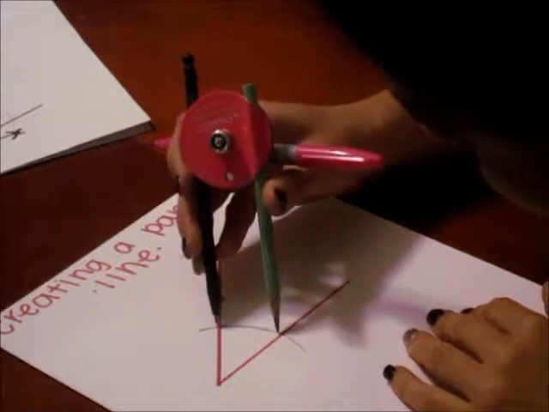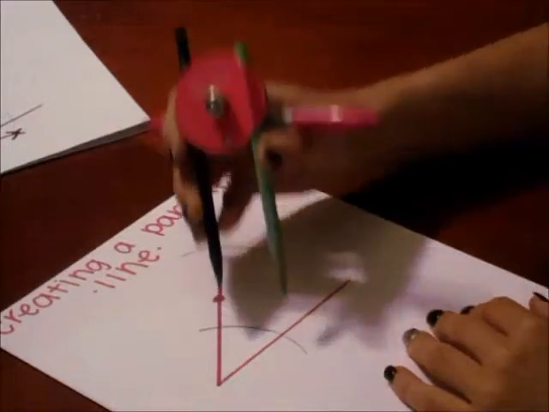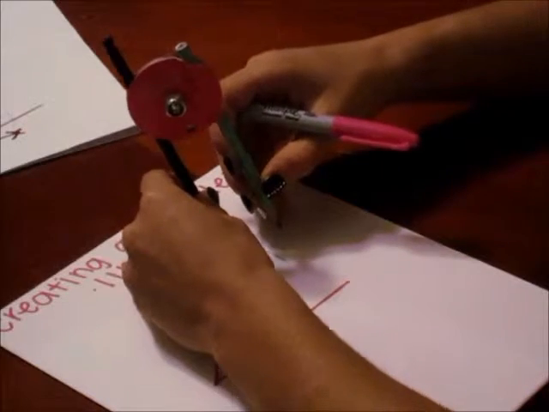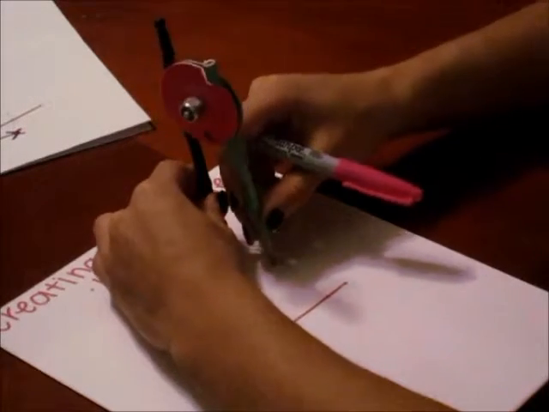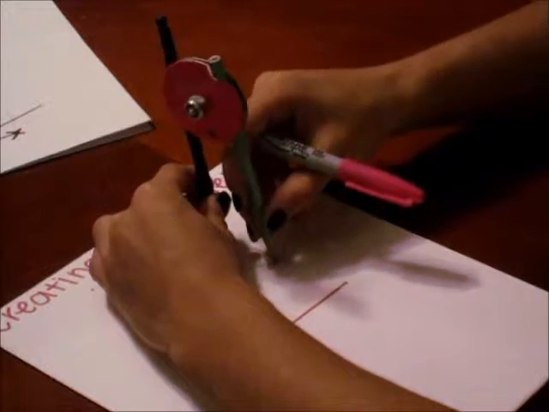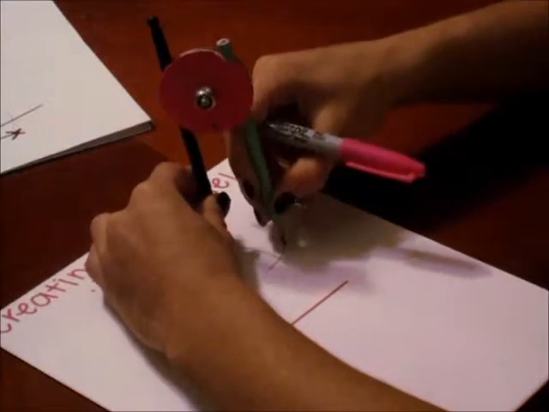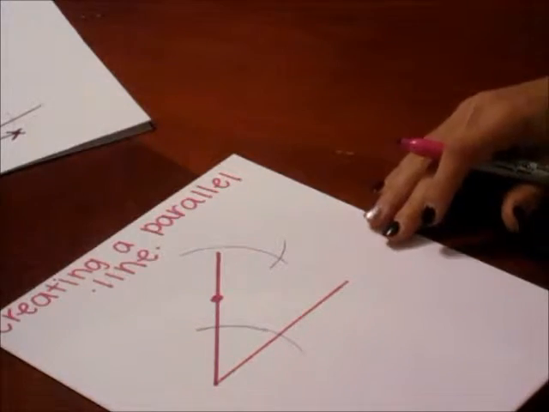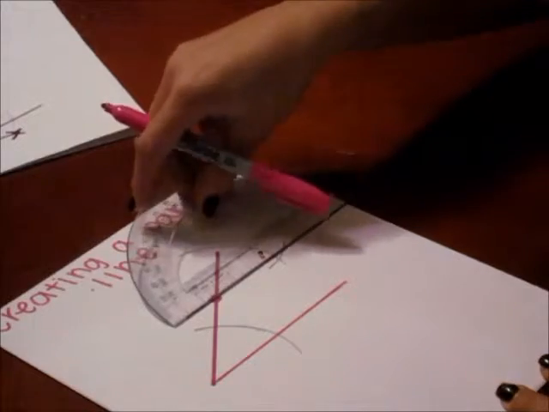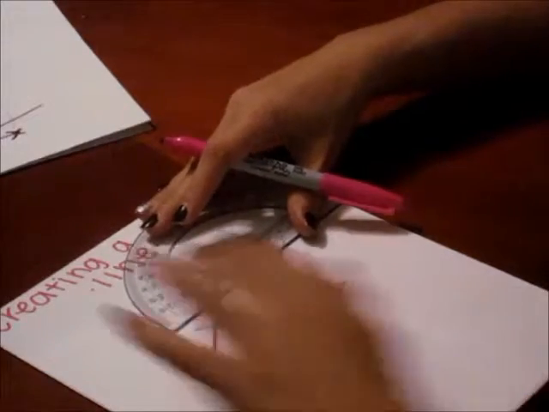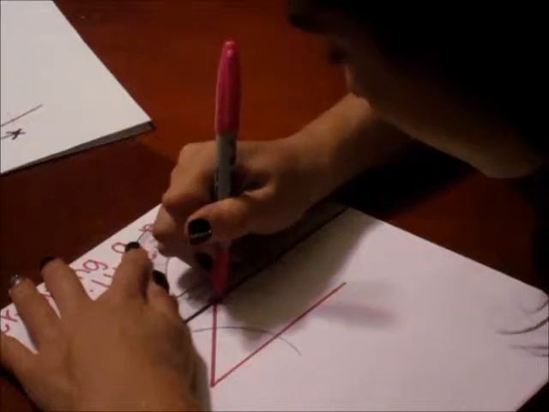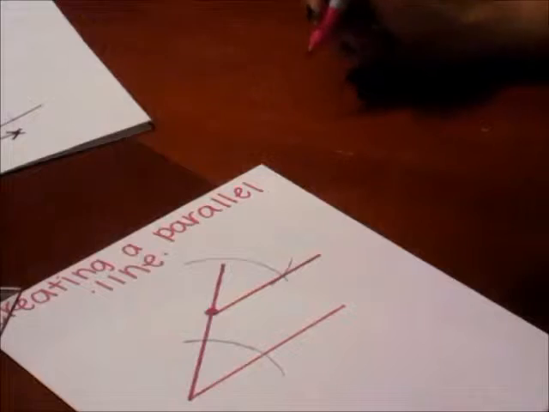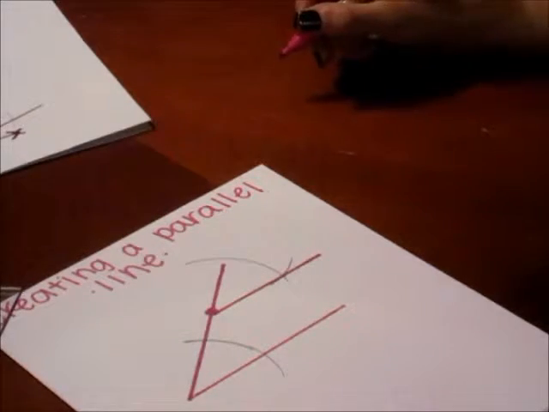Next, measure the distance between the two. Put your compass needle on the other arc and make an arc intersecting the one you just made. Take your ruler and make a line intersecting both of the arcs. And you have created parallel lines.